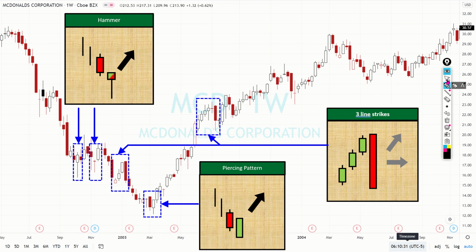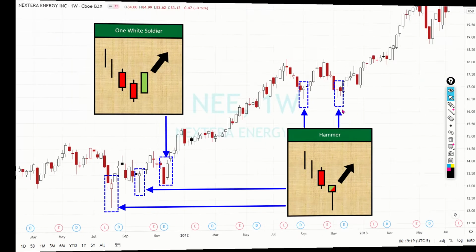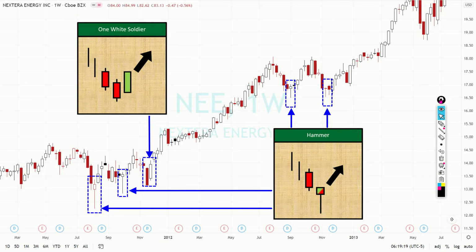Now, even if we trade with this kind of candles, remember, always trade it with a fundamentally strong stock. That's based on my experience. It is always higher probability to do that.